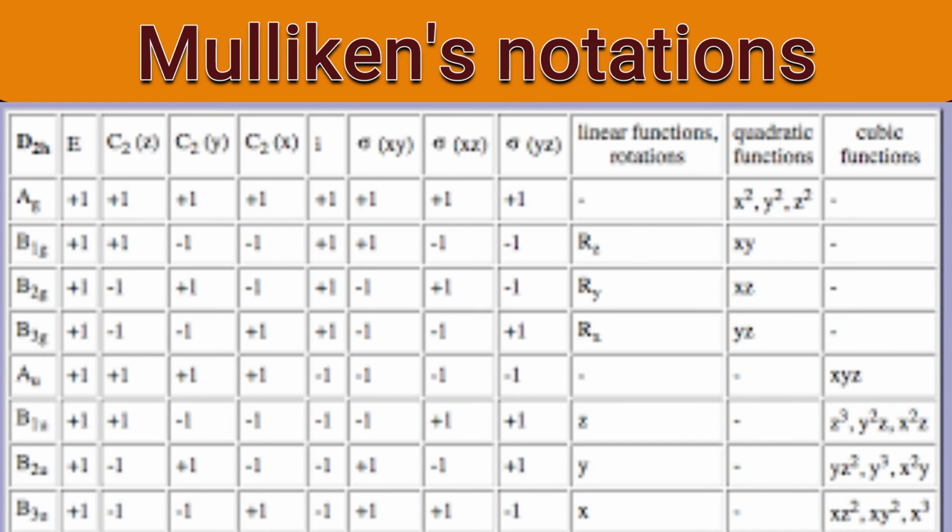But it is not the case for B. In the case of B, see, the first 3 B's are symmetric about the center of inversion. So I have to use the symbol G. And the last 3 B's are antisymmetric about the center of inversion, where I have to use the symbol U. So with B and G, 3 irreducible representations are there. Likewise, with B and U, 3 irreducible representations are there.